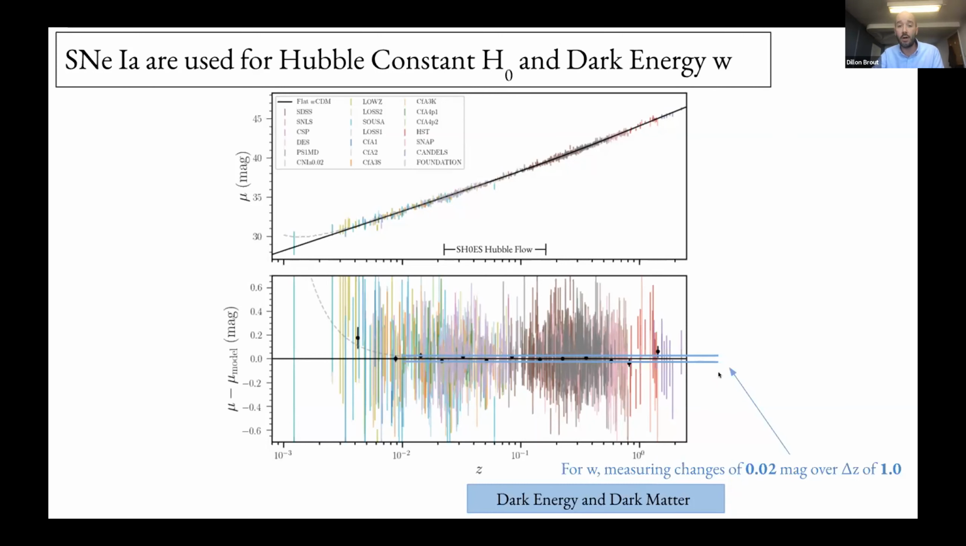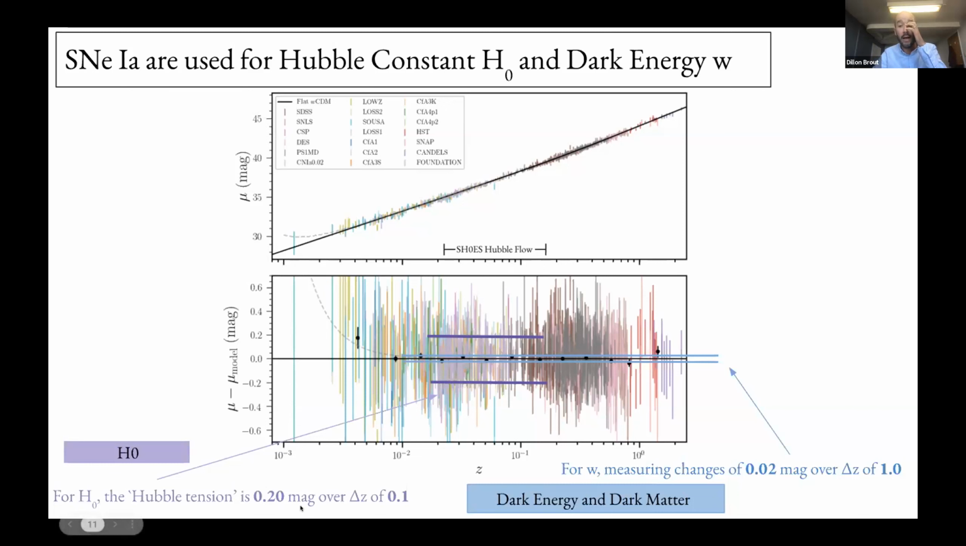And it's a really tall task, and we've spent a lot of our lives tackling this task. But these supernovae are also useful for measuring the Hubble constant. But from the supernova perspective, measuring the Hubble constant is, we would say, arguably easy. It's much, much easier than measuring the equation of state of dark energy, for example, where the Hubble tension being depicted here is basically on the order of 0.2 mag, not 0.02 mag, but 0.2 mag.